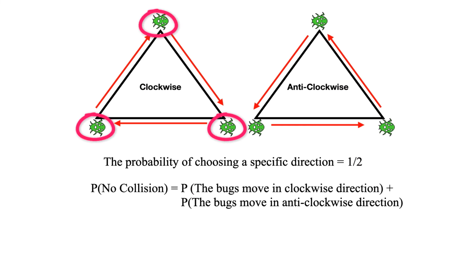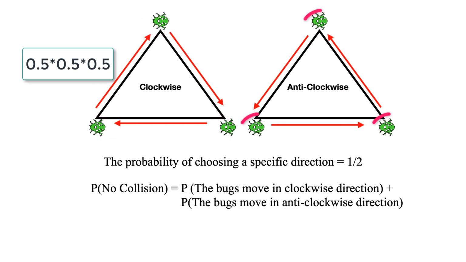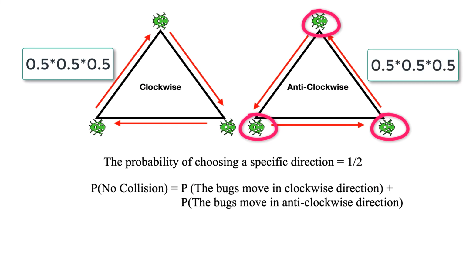Probability of the bugs moving in clockwise direction is 0.5 times 0.5 times 0.5. This is because there are 3 bugs and each bug has 2 options, either moving in clockwise or anti-clockwise direction. Similarly, the probability of the bugs moving in anti-clockwise direction is 0.5 times 0.5 times 0.5. This is because there are 3 bugs and each bug has 2 options, either moving in clockwise or anti-clockwise direction.